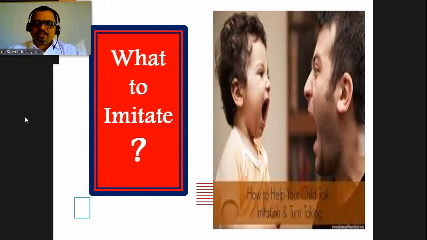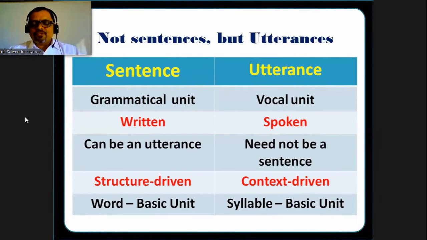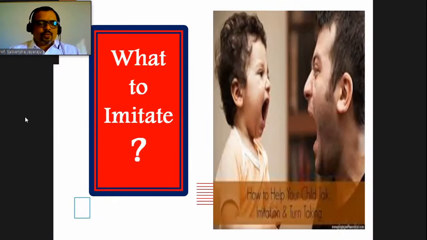What to imitate is a big issue and big question. Dear friends, let us move. When we try to learn a new language, we try to focus on the sentence and the sentence grammar. Maybe initially writing and reading the alphabet of that language. These are the very common and popular approaches people adopt while they try to learn a new language.